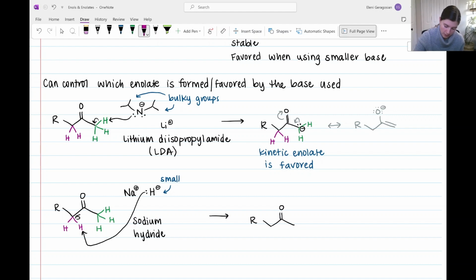So in the product, we've removed one of the alpha hydrogens and generated a negative charge on that carbon. We could do the same resonance as we did in the previous example. And we still have all three of the hydrogens from the CH3 group. So with a smaller base, the thermodynamic enolate is favored.